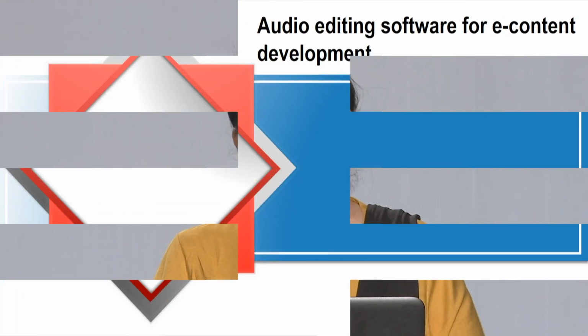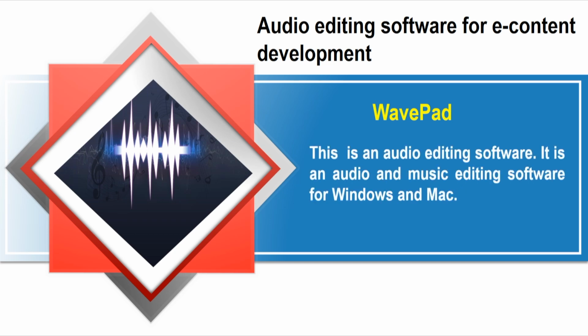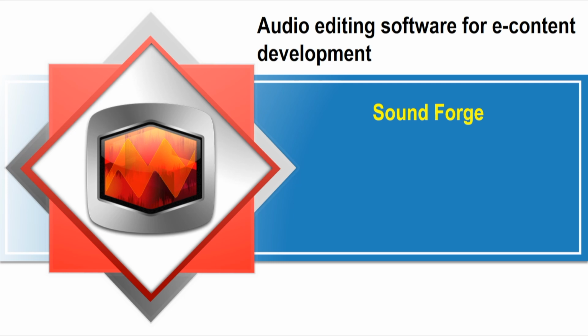So first software is WavePad, which is free and open source software, and it can be used for editing of your audio. You can add something in the soundtrack, or you can delete some portion which you don't want in your e-content. Next software is SoundForge. SoundForge is a software which is professionally used for sound editing, but it is a commercial and licensed software.